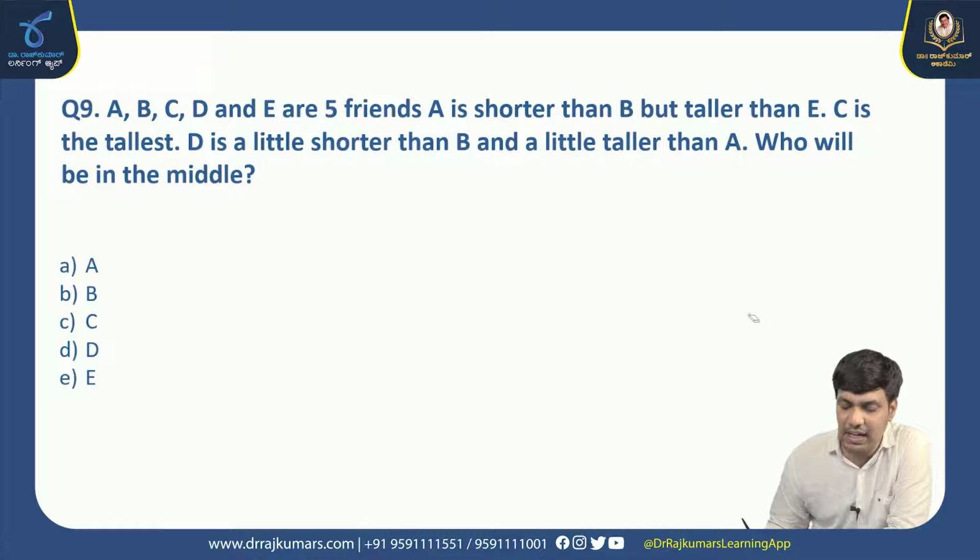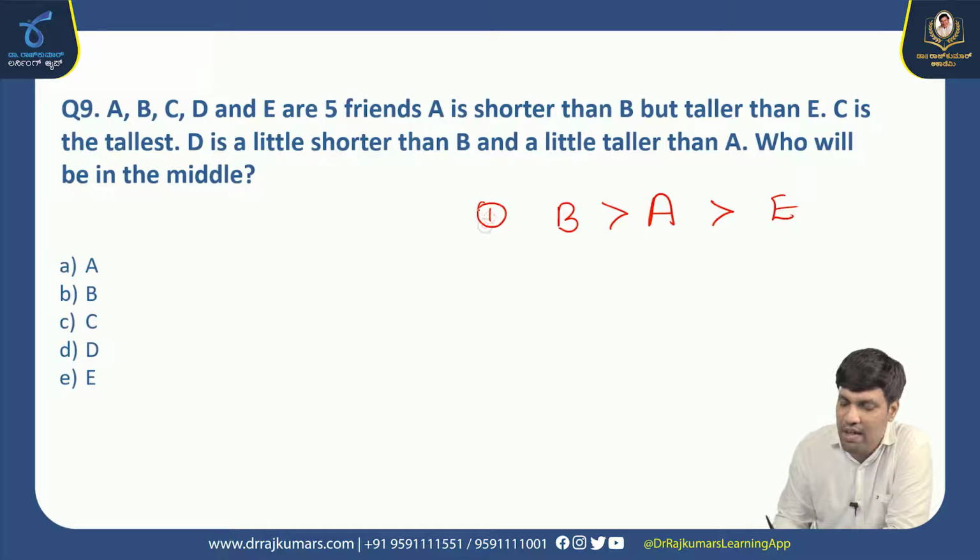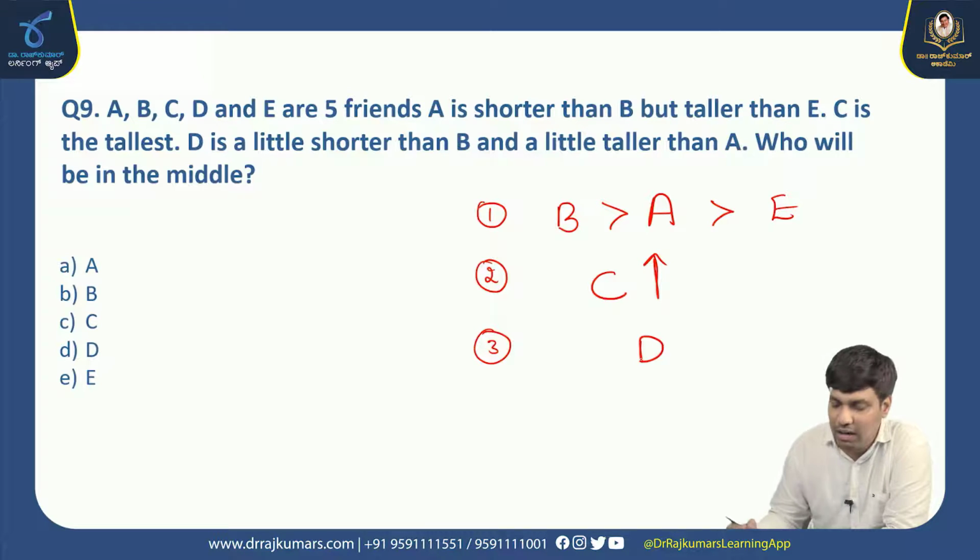A, B, C, D and E are 5 friends. A is shorter than B but taller than E. C is the tallest. D is a little shorter than B and a little taller than A. Who will be in the middle? Here A needs to satisfy 2 conditions. He should be shorter when compared to B and taller when compared to E. This is the first condition. The second condition, they are telling C is the tallest person. And the third condition, D is a little shorter when compared to B and a little taller when compared to A.